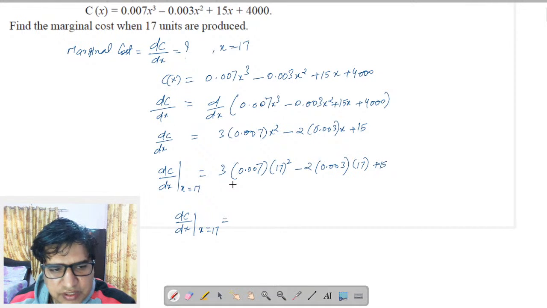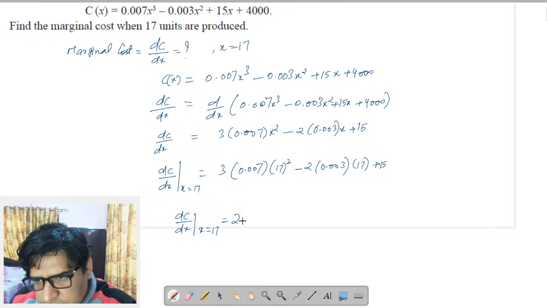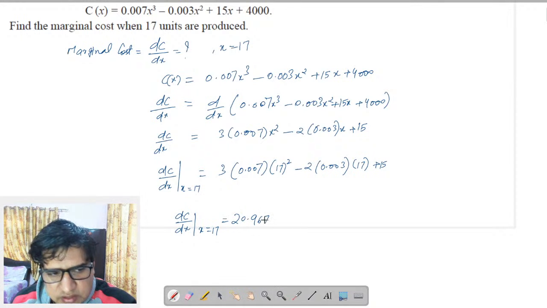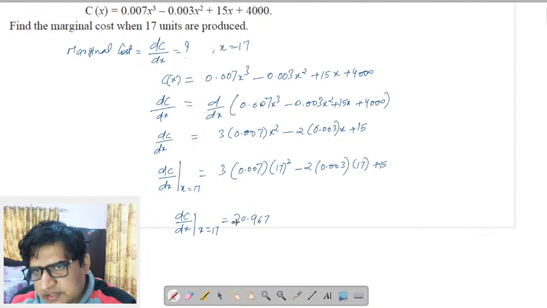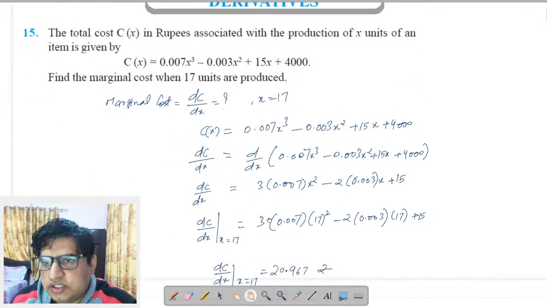तो इसको सबको कैलकुलेट करेंगे. So it will be 20 point, this will come out to be 20.967. ठीक है. And this is the value of the marginal cost when x is equal to 17. When 17 units are produced, the marginal cost will be 20.967 rupees. ठीक है. So this is how we can solve this type of questions.